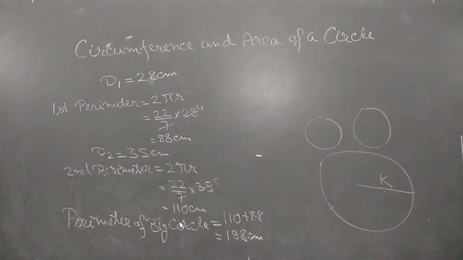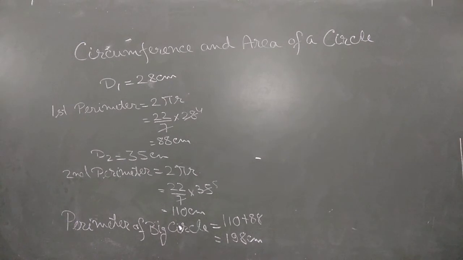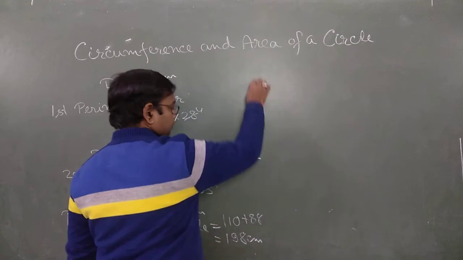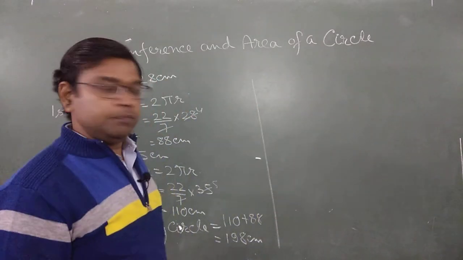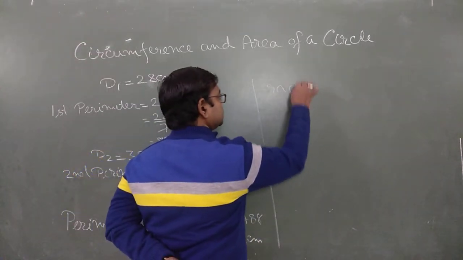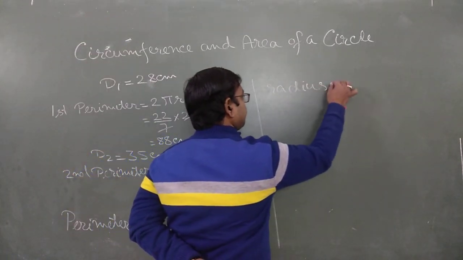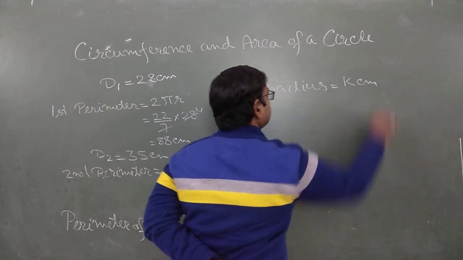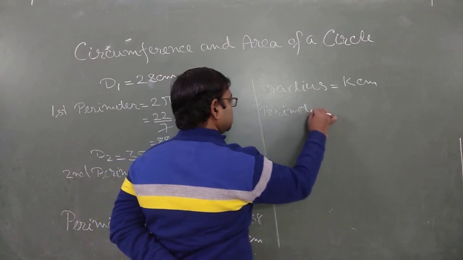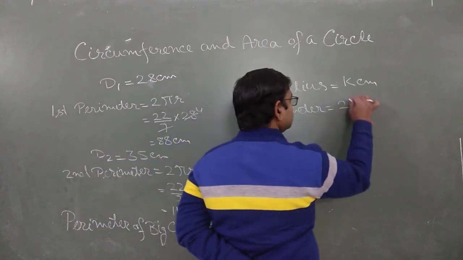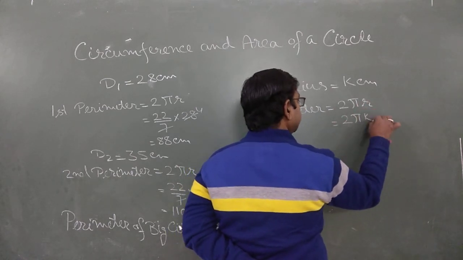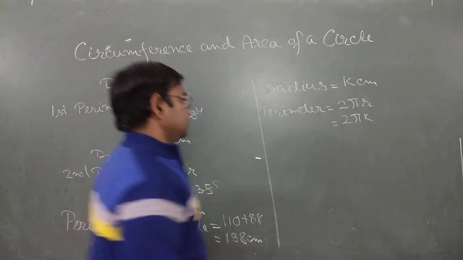Clear? Now we know the perimeter of the big circle, and from this we can find out the radius of the big circle. As we know that the radius is k centimeter. So perimeter equals 2 pi r. The value of r is k, so 2 pi k, and from here we can find out the value of perimeter.